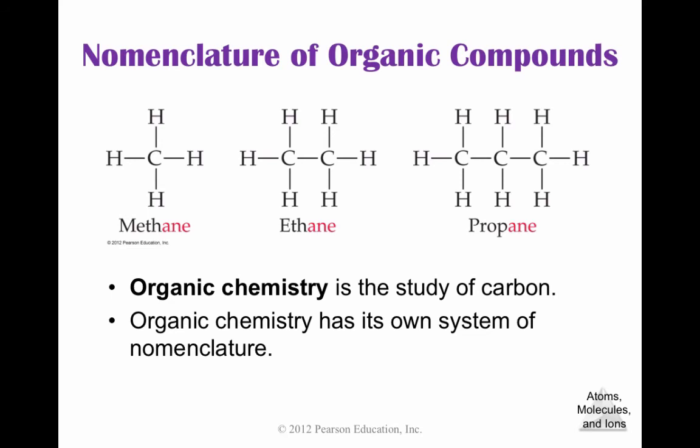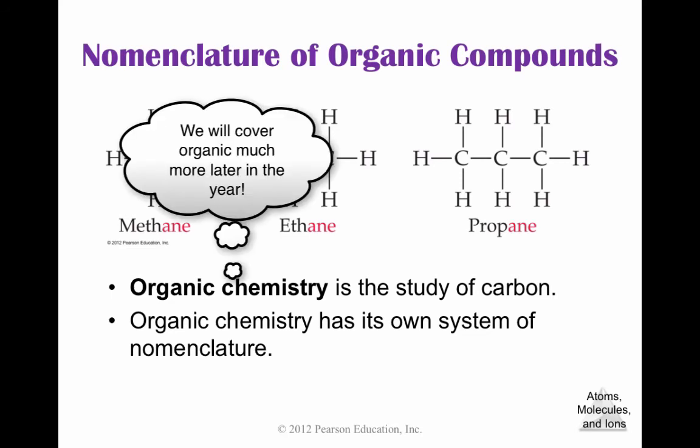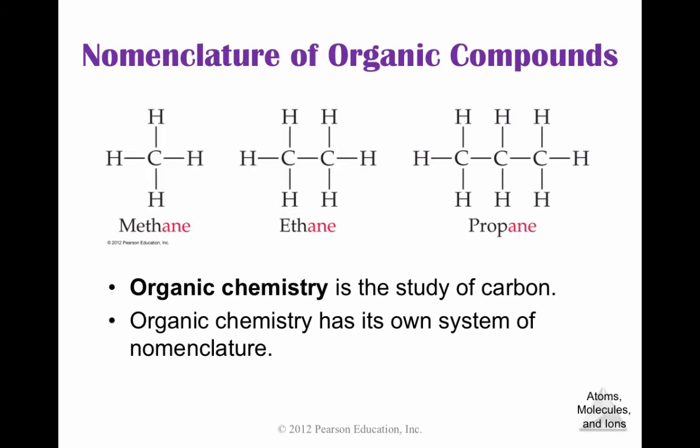Organic chemistry is the study of carbon. Typically, it's carbon, hydrogen, oxygen, that's it. No metals are ever in organic compounds. Think of organic foods. Organic foods don't have metals in them. Organic foods are simply carbon, hydrogen, and oxygen.